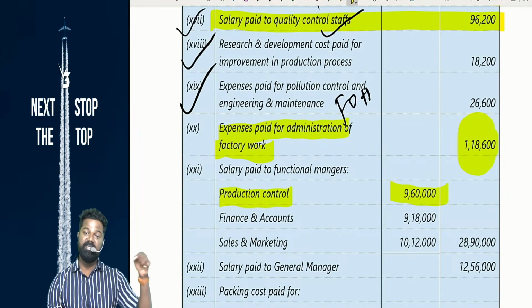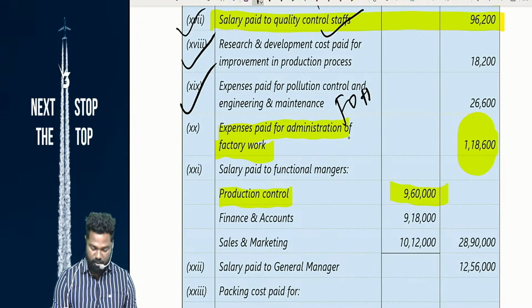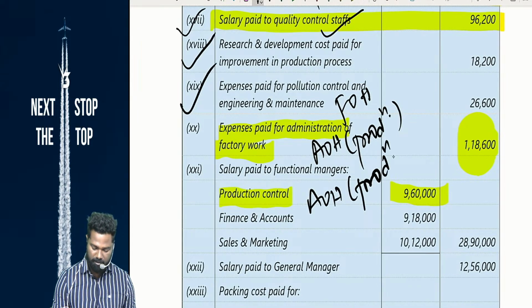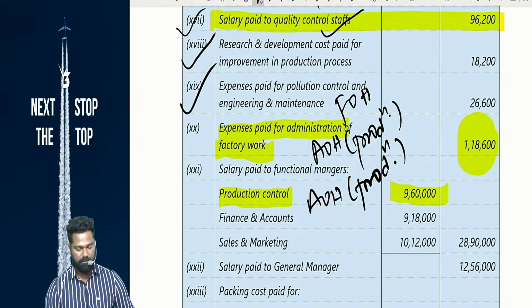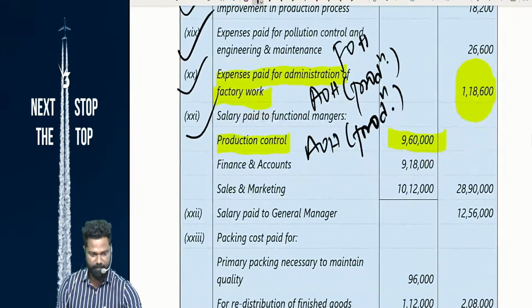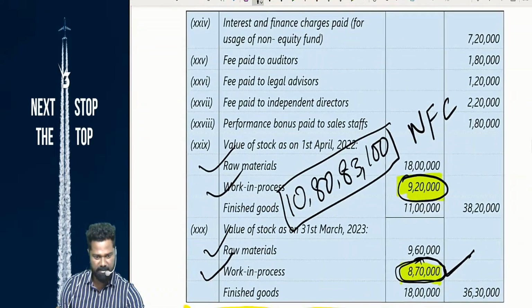Clear? This is also administration overheads relating to production. I'll write here: these two items, this item is admin overhead relating to what? Production. This item is also administration overheads relating to production. Clear? So these two items are also done. Tell me anything else?